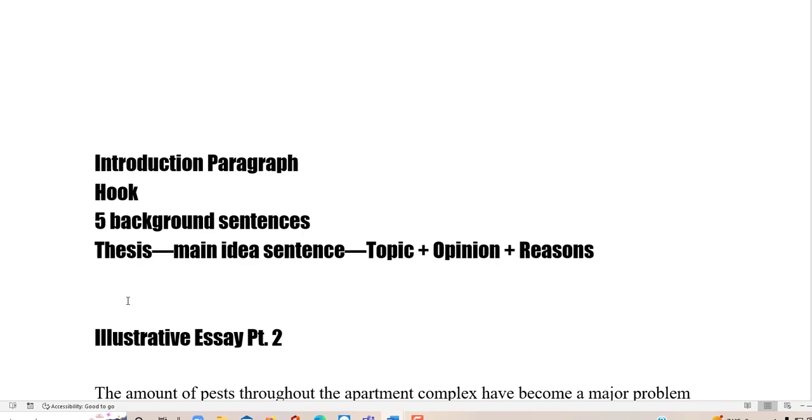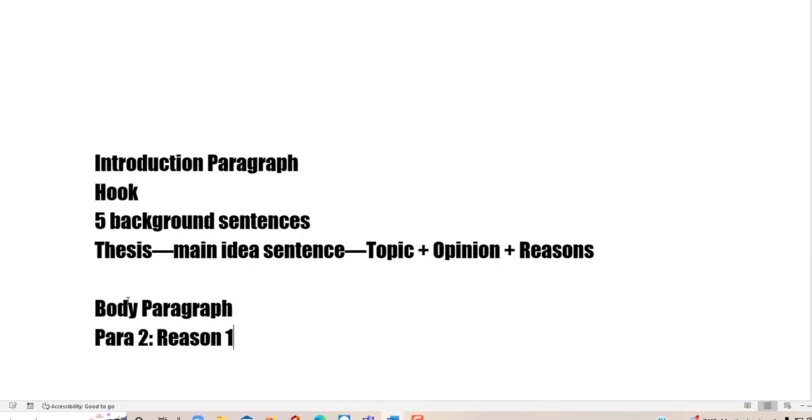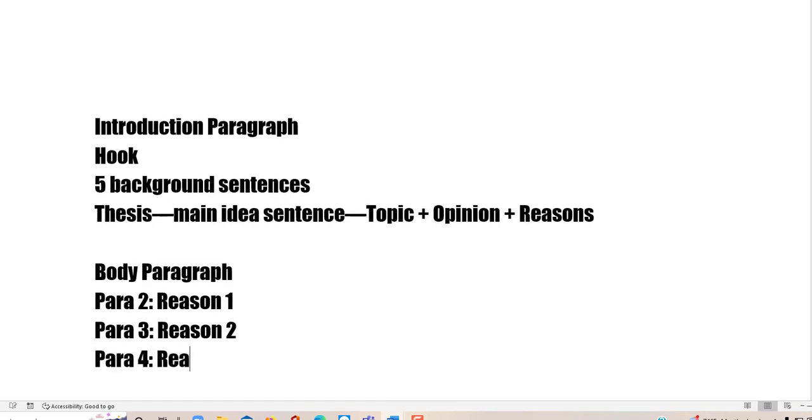When you have your body paragraphs, paragraph 2 becomes reason 1, paragraph 3 becomes reason 2, paragraph 4 becomes reason 3, and paragraph 5 becomes the conclusion. That is how you would write a persuasive or argumentative essay, in which you make a claim and then give reasons for your claim, which become your body paragraphs and your conclusion. But for your essay 1, you are going to be writing a problem solution essay.